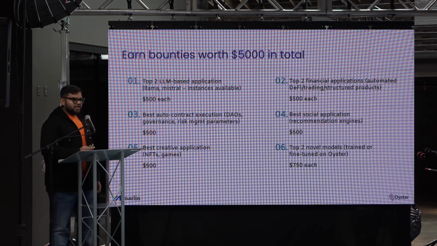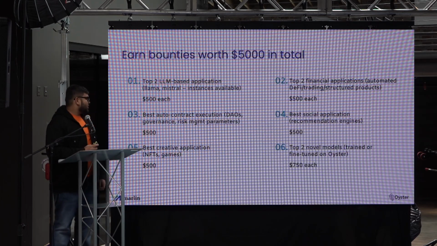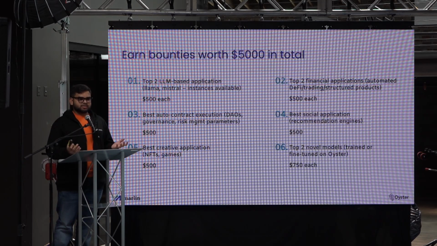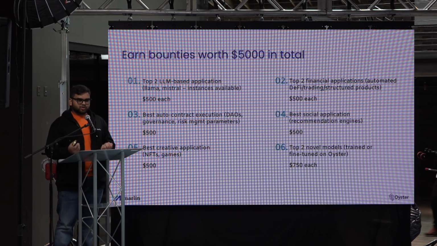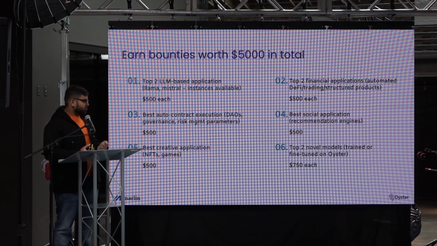So what are we looking for, right? Any top two LLM-based applications. We will be providing instances with both Llama 2 and Mistral available, so you can just access that and build an application layer on top of it. That's one. Second is any top two DeFi applications. Again, the instances will be made available with Llama 2 and Mistral, and you have to build on top of it.